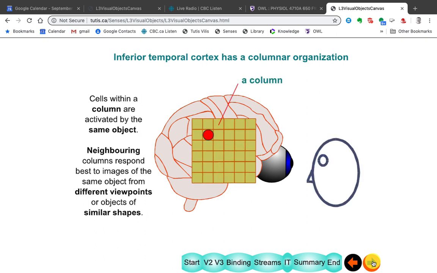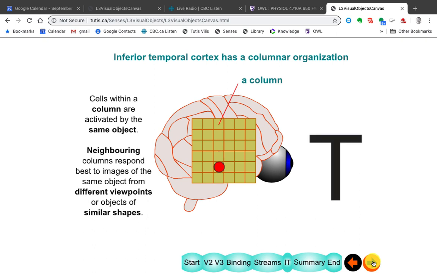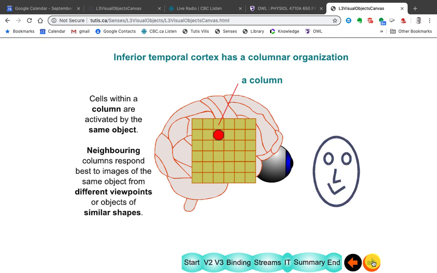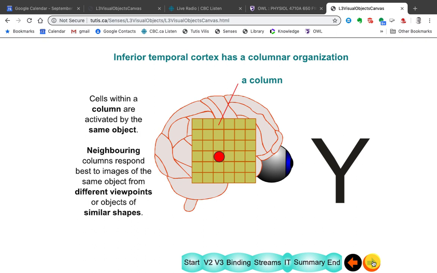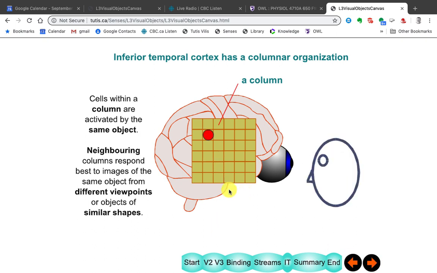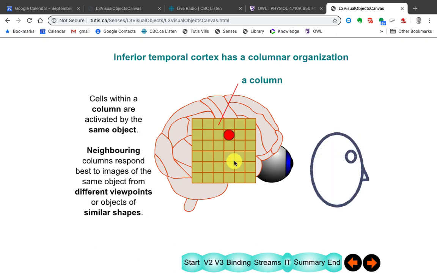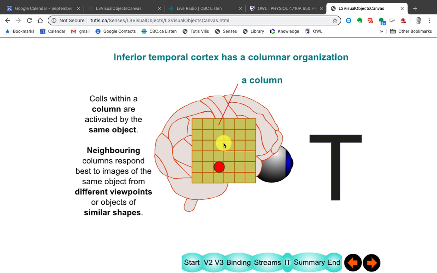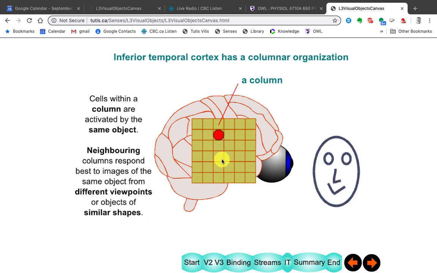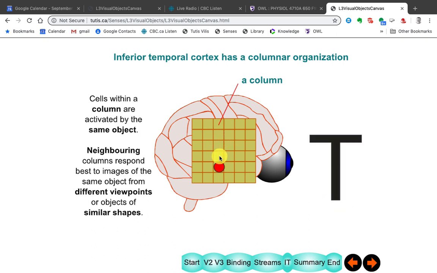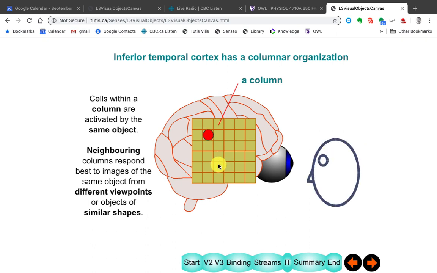Now I mentioned columns. As in every part of the brain you have columns, and in this IT area, you have columns, and adjacent columns represent similar things. So for example, these 3 columns represent faces from different points of view, and over here would be shapes that are somewhat similar to either the T or the I or an arrow.